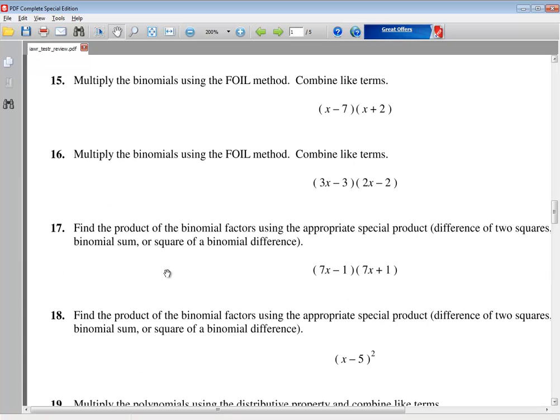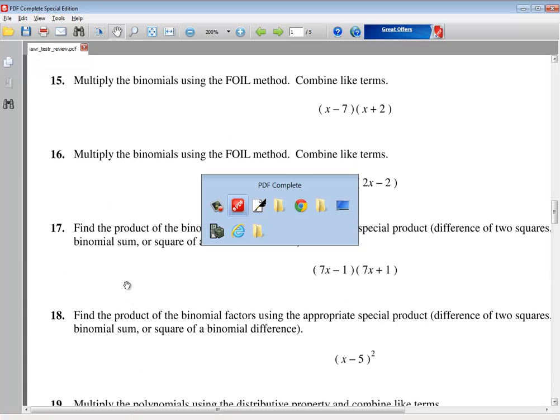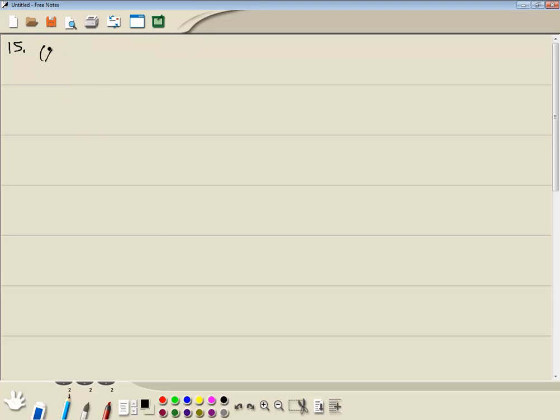Multiply the binomials. So we got x minus 7 times x plus 2. Okay, so I'm going to take my first term here, this x, and I'll multiply it times the first term over here, times the x, and I'll also multiply it times the second term, the 2. So I got x times x, and I got x times 2. Then I'll take my second term, the negative 7, and I'll multiply it times the first term over here and times the second term. So I got negative 7 times x and negative 7 times 2.